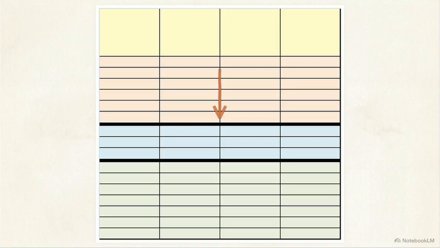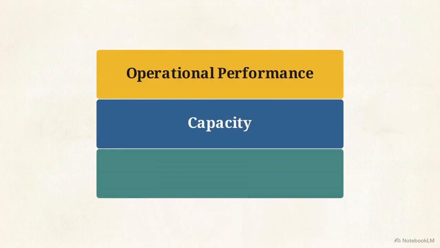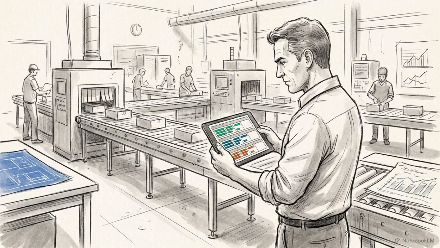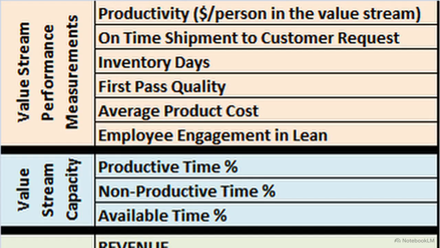It uses a distinct three-tier architecture to organize operational and financial data. By forcing management to evaluate operational performance, capacity changes, and actual financials in a single interconnected view, the box score prevents the isolated, poor quality decisions that plague traditional accounting. Looking at the top section, we find the value stream performance measurements tier. We anchor our analysis strictly in physical reality.